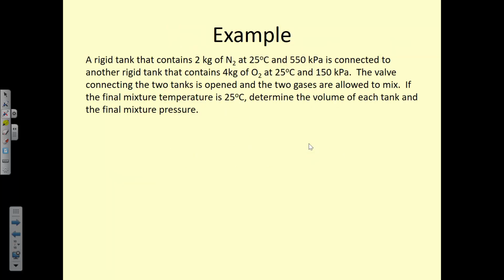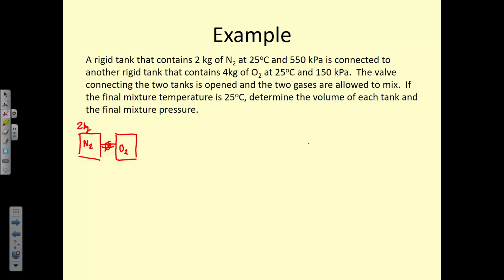Okay. Let's do an example. And this example probably should be before we start talking about Amagat and Dalton's law, because we don't fully use them, but anyway. We have a rigid tank that has nitrogen, and it's connected to another rigid tank that has oxygen in it. Okay, so there's a valve in between, and right now they're separate gases. The valve is closed, but then we're going to open the valve and allow them to mix.